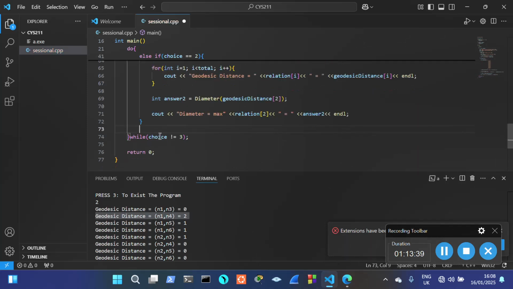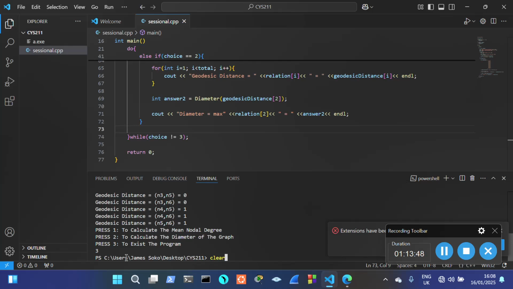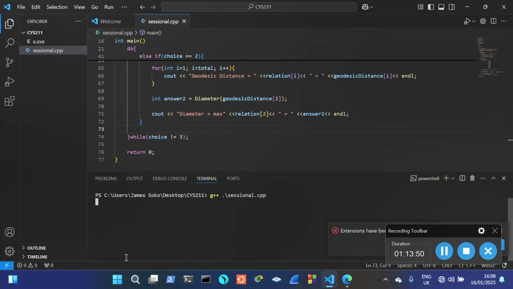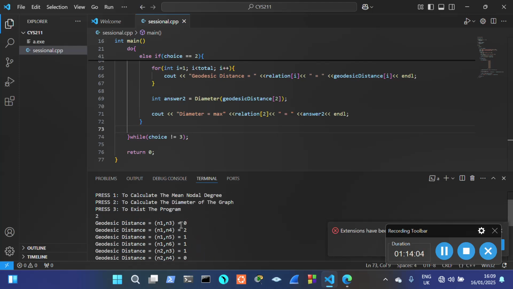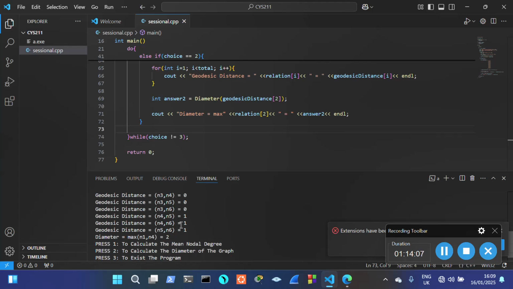Once that is done, I'll save the project and try to run it again. Hopefully everything will be okay. So I'll say 3 to exit the program. So let me try to do it again. We run it. Once I run it, let me go with 2, calculate the diameter. As you can see, it has managed to intercept all this information for the geodesic distance, and it has managed to say that diameter is max, then this max geodesic distance is 2. Wow. So now I can end my program by saying 3.